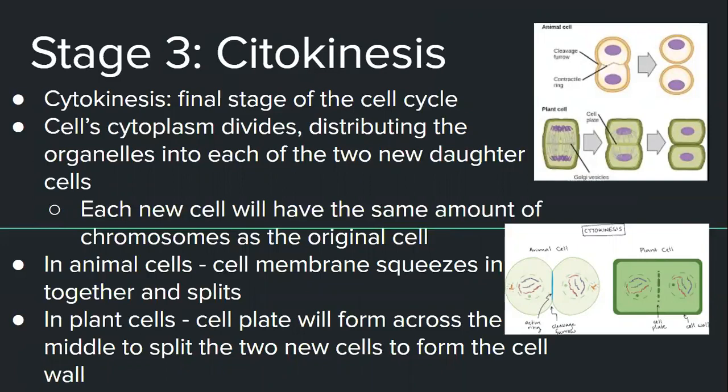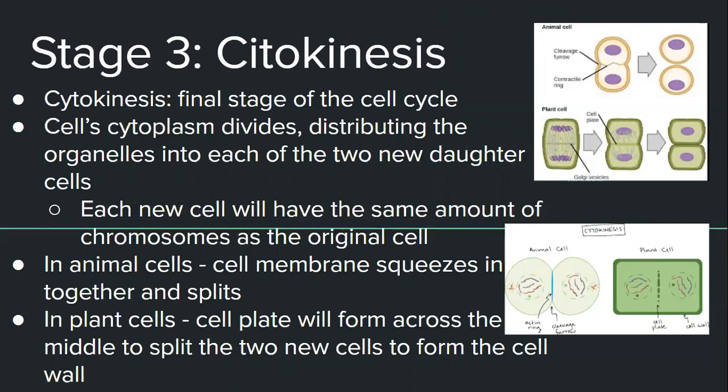In the final stage of the cell cycle, we have cytokinesis. This stage completes the process of cell division. During cytokinesis, the cell's cytoplasm is going to divide, distributing the organelles into each of the two new daughter cells. Cytokinesis usually starts at about the same time as telophase. When cytokinesis is complete, each daughter cell has the same number of chromosomes as the parent cell. Next, each cell enters interphase and the cell cycle begins again.